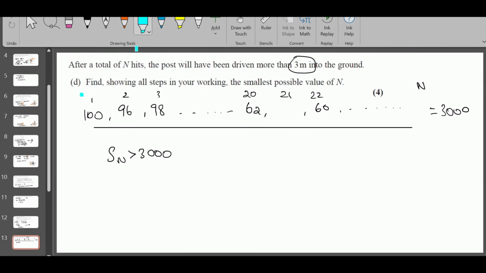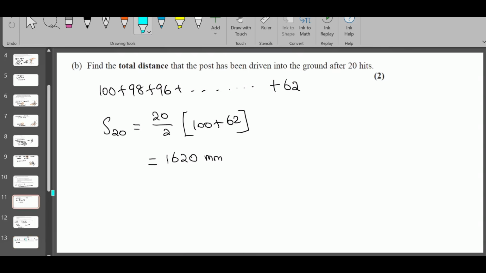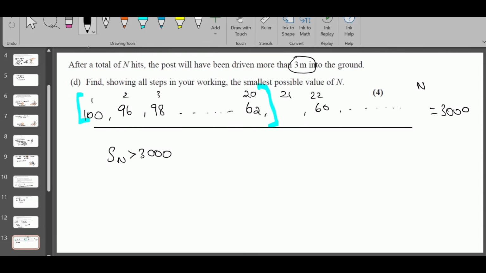We know from 1 to 20, the sum we calculated here is 1620, right? So 1620 plus the sum from the 21st term to the nth term. We don't know the 21st term, but we know the common ratio, so we can write it as 62r, right? That's the first term, correct? The r is the common ratio. So this is basically 62r plus 62r squared plus etc., n terms.